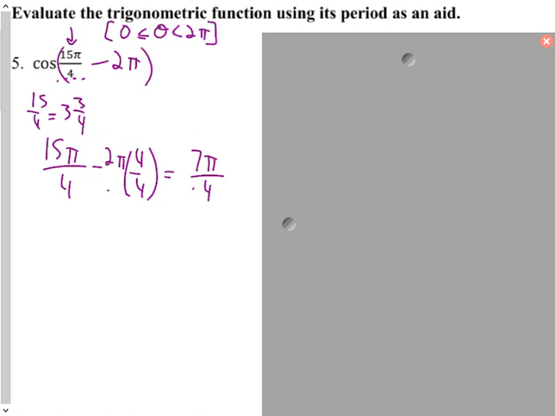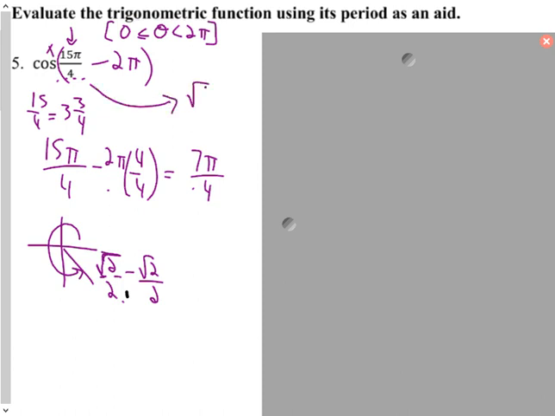And now that point, right, is root 2 over 2, negative root 2 over 2. And what's it asking for? It's asking for the x value. So my answer is root 2 over 2.